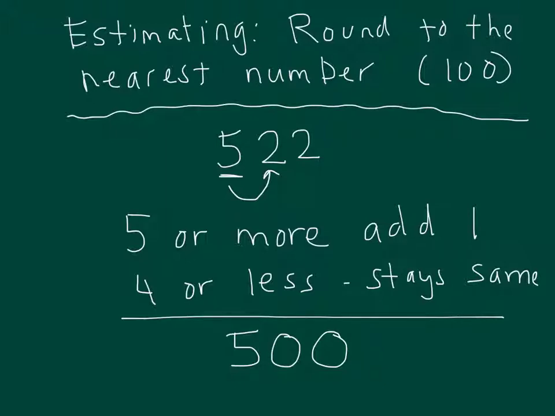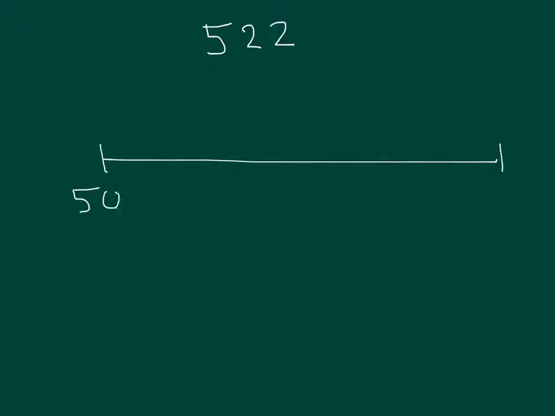Okay, nicely done. Now I'm going to show you the same problem and round it using a number line. So 522. Now, we need to decide what is the closest number here, which is in the hundreds place. So how do we do that? Well, first of all, we take a look. We know 522, the hundreds place that goes before that must be 500 because 500 is less than 522.